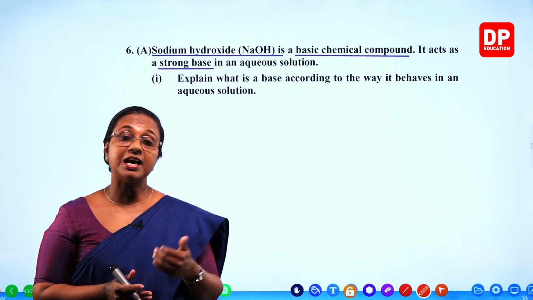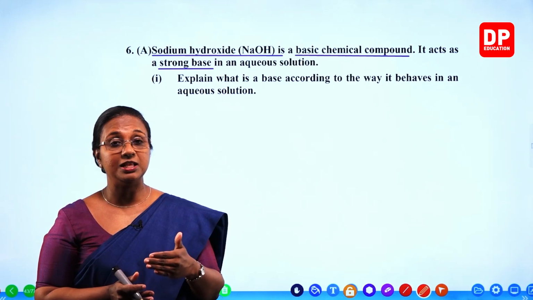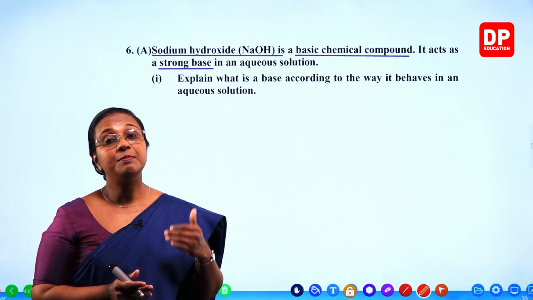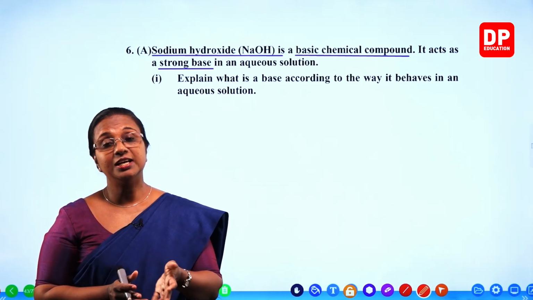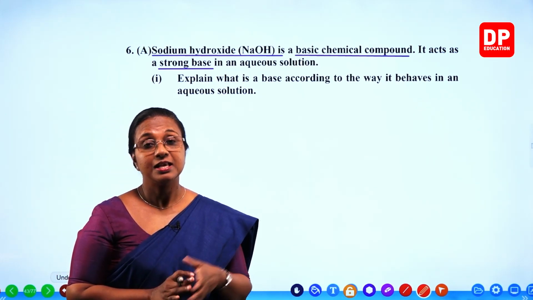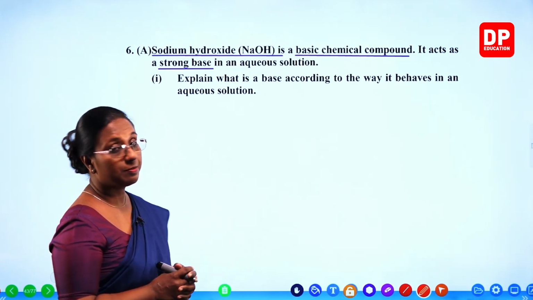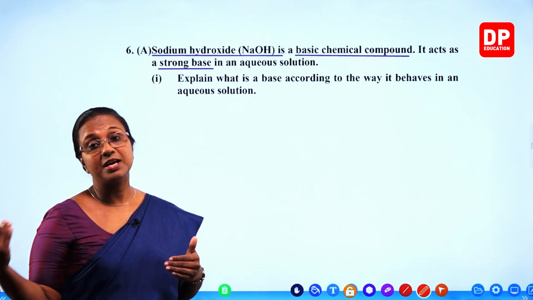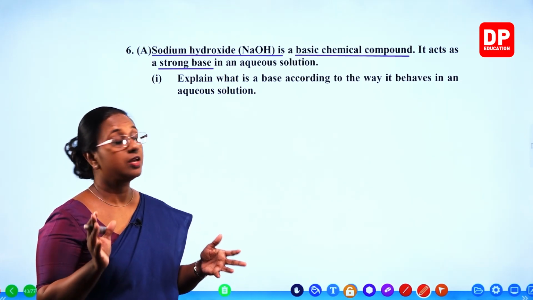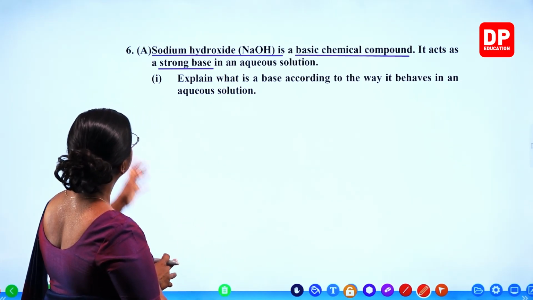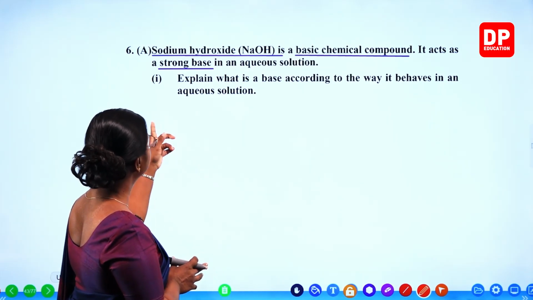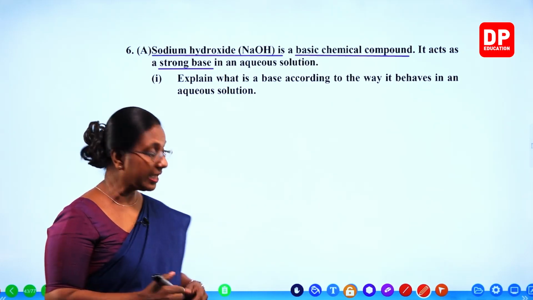In addition to that, there are the indicators like phenolphthalein, methyl orange, which give color. Phenolphthalein gives pink color with bases. Methyl orange gives orange color with bases. So, like that also you can identify bases. There are bases in the laboratory like sodium hydroxide. At the same time, there are bases at home that is available, basic substances. So, you are familiar with all that. The first question, explain what is a base according to the way it behaves in an aqueous solution. What I just mentioned.